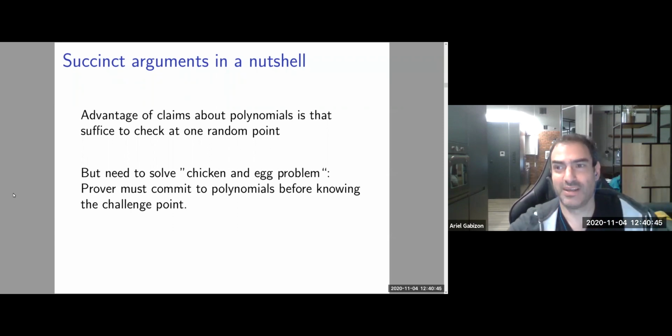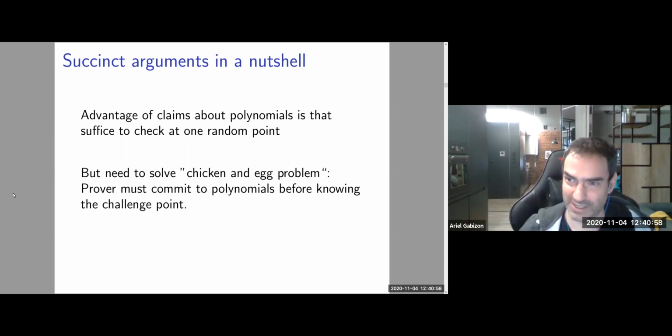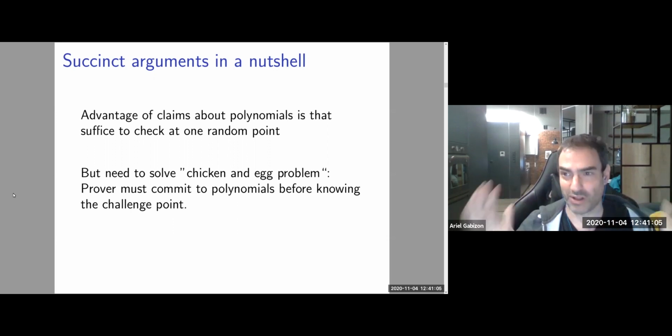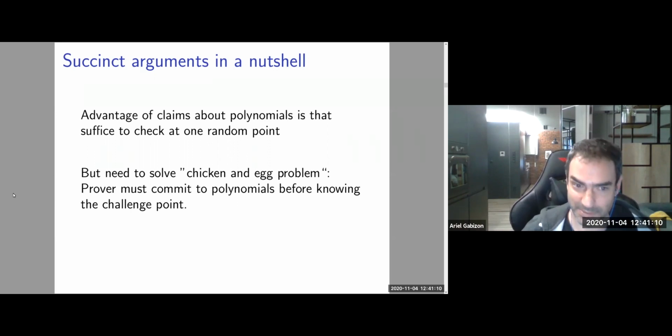So we need mechanisms for the prover to be committed to his choice of polynomials before he sees the challenge point. This relates to a lot of work in theoretical computer science and the PCP literature. It relates to this whole work on what's called low degree testing and PCPs of proximity that I won't get into.